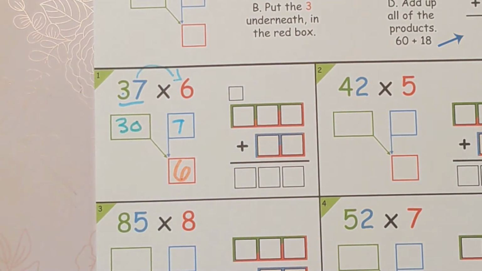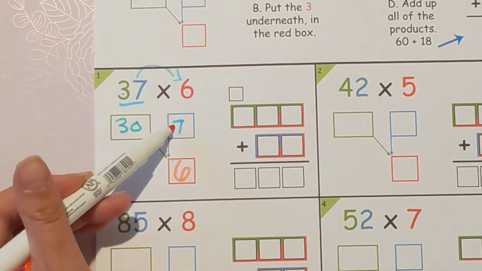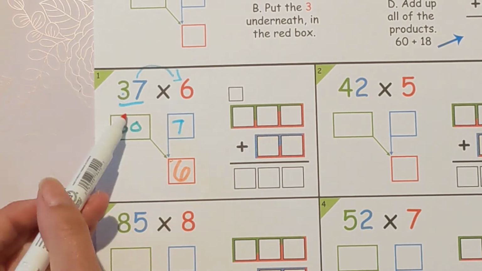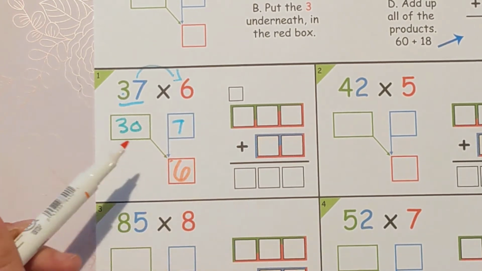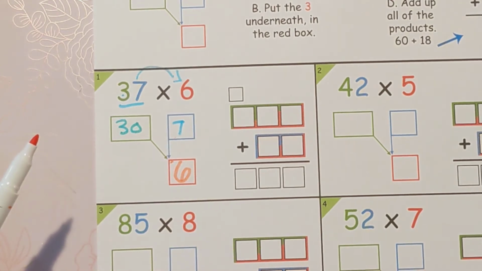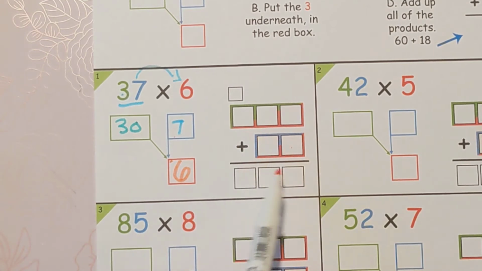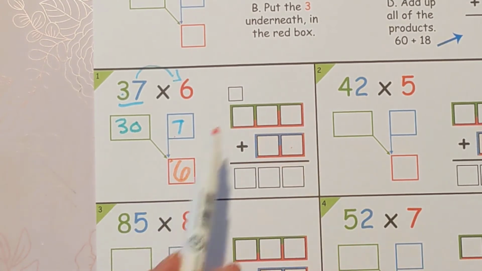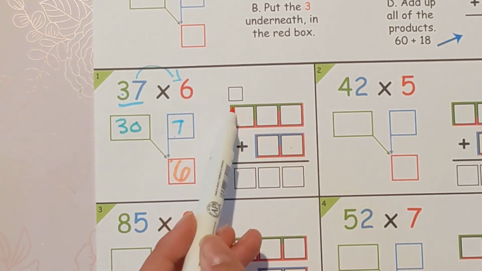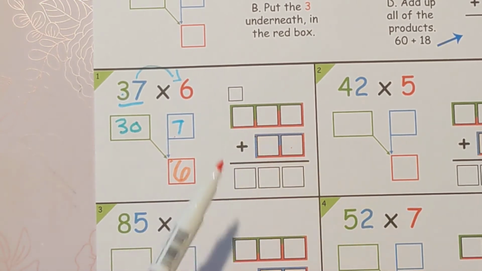And now we can see the arrows pointing at it because we're going to do 30 times 6 and 7 times 6. Instead of just doing 37 times 6, we're splitting it up into 2 easier multiplication problems. And we're going to put our answers in these boxes and then add them together. And if you get stuck, you can use the colors to help you. This is green and red, so it's green versus red, and then this is blue versus red.